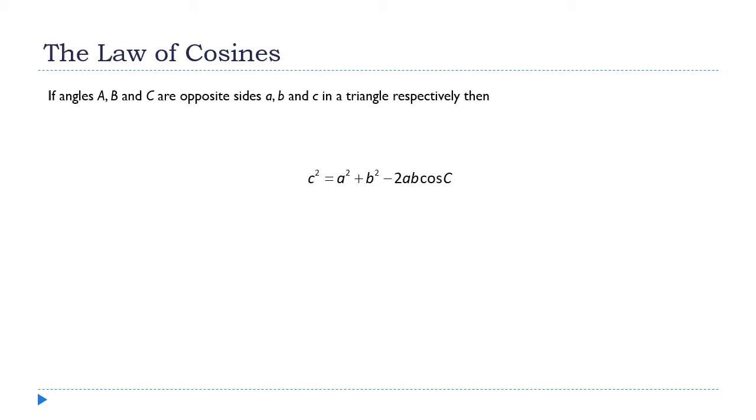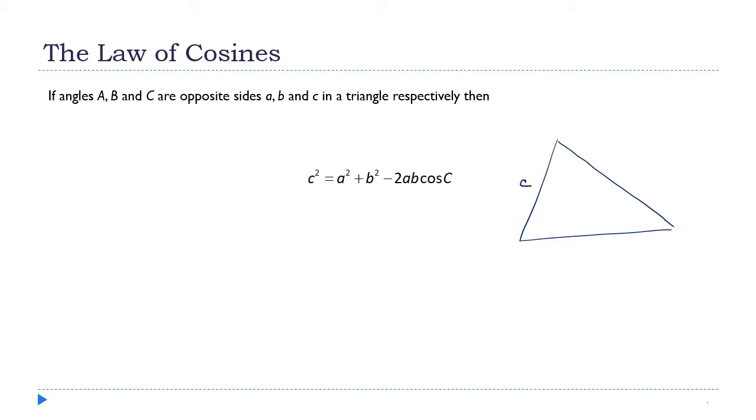Well, first, the formula. This is it: c squared equals a squared plus b squared minus 2ab times the cosine of C. That's the law of cosines. And you notice it's playing off of the same language as the Pythagorean theorem. If I have a triangle, not necessarily a right triangle, this formula works for any triangle.